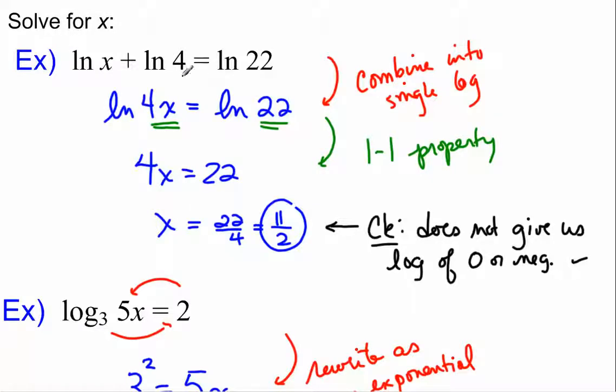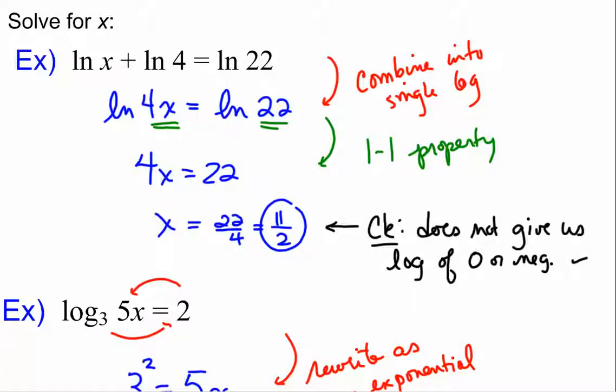Taking this first one, we're going to combine. This is an addition problem, so we're going to use the product rule, which means I'm going to take the natural log of 4x, and over on the other side we still have our natural log of 22. Because these are both natural logs, we basically ignore it and just equate the 4x equals 22 and solve.